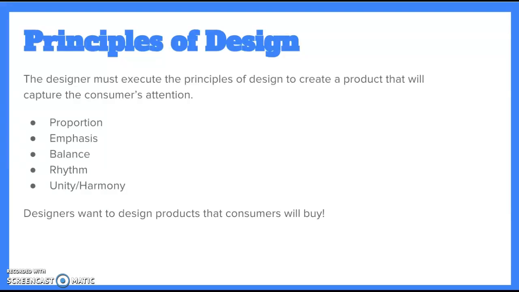Designers must execute the principles of design to create a successful product. And regardless of the type of fashion product being designed, the proper execution will be the success of the product. I'm going to just list them here, and then we'll talk about them in a little bit more detail later. But proportion helps visually aid the garment. Emphasis, so maybe the top of the garment is very textured and embellished, and the bottom is not. Balance, rhythm, unity, and harmony are all things that designers need to consider to design products that customers will buy.